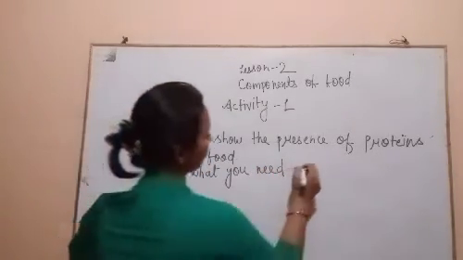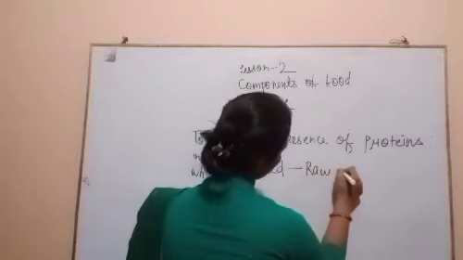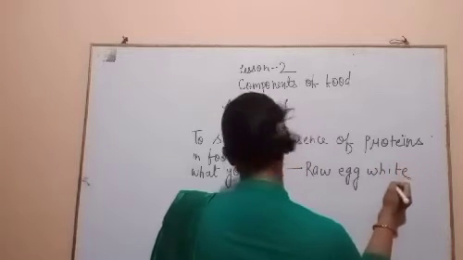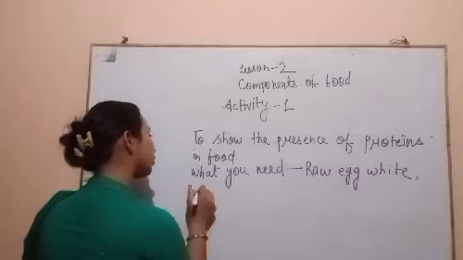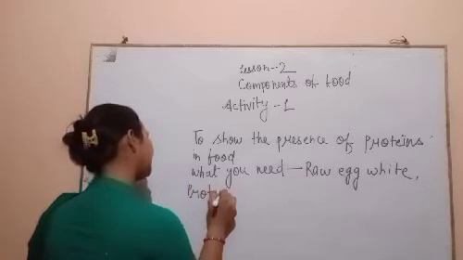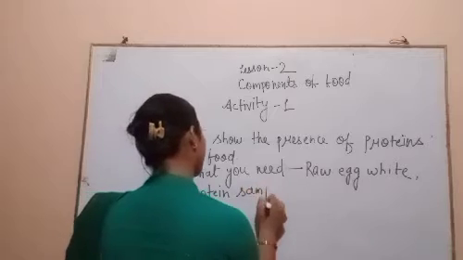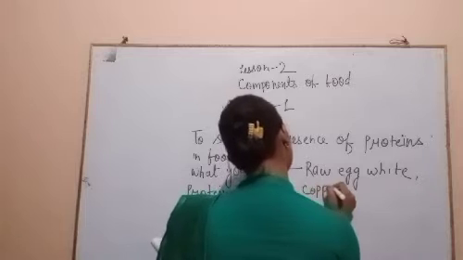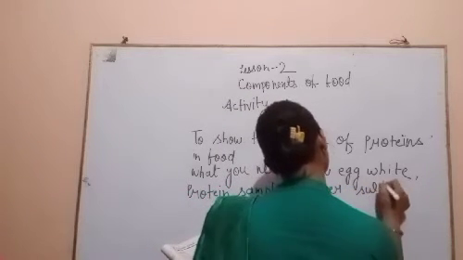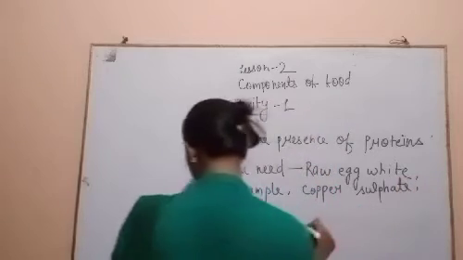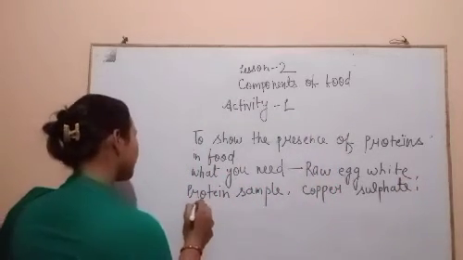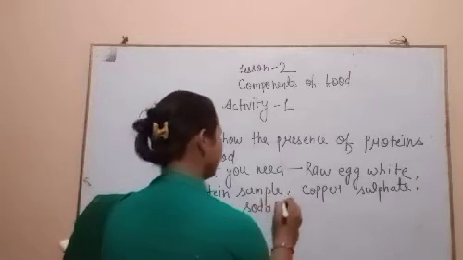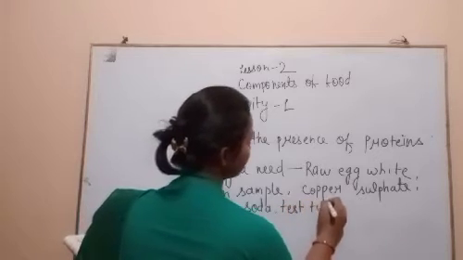First, what you will do? You need raw egg white, or any protein sample. In place of raw egg, you can take any sample which is rich in protein. Then copper sulfate, caustic soda and a test tube. These are the materials for the test.